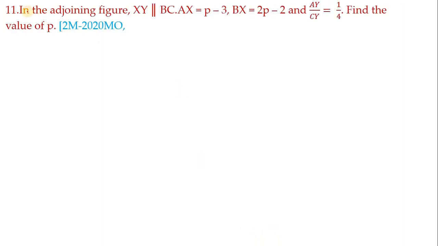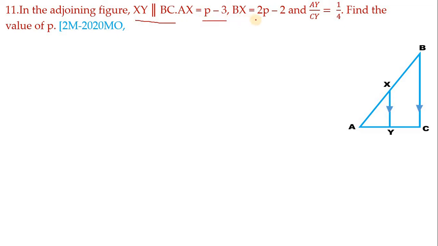Next let us move on to another problem. In the adjoining figure, XY is parallel to BC. AX is equal to p minus 3, BX is equal to 2p minus 2, and AY by CY equals 1 by 4. Find the value of p. This is a 2-mark problem. They asked it in the year 2020 model question paper.